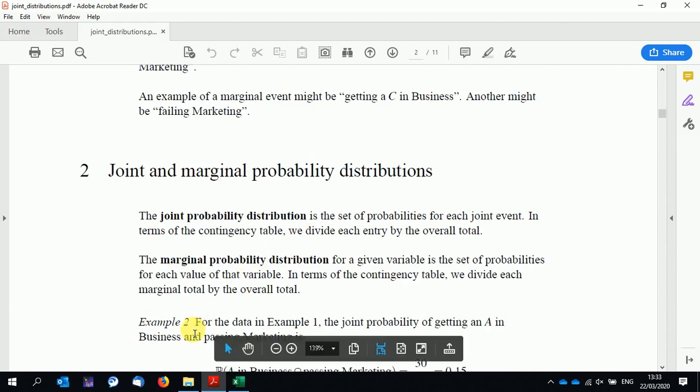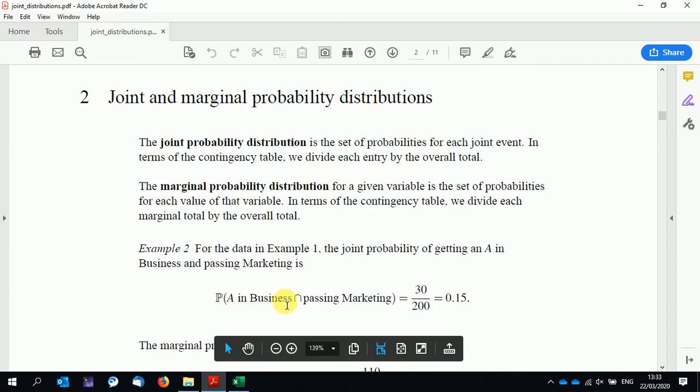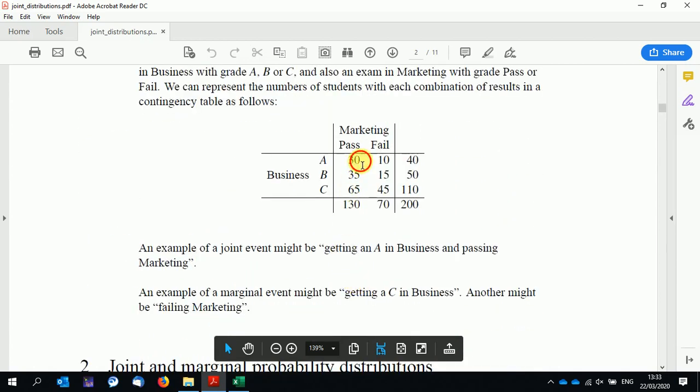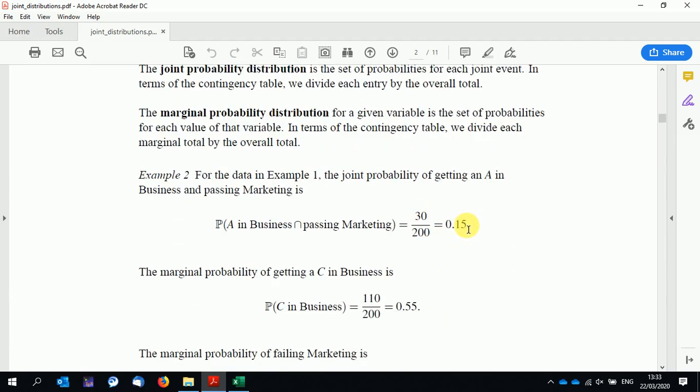So an example could be: find the probability that a student got an A in business and passed marketing. So A in business and passing marketing, that would be here out of 200, hence the answer here. That's one example on joint probability.